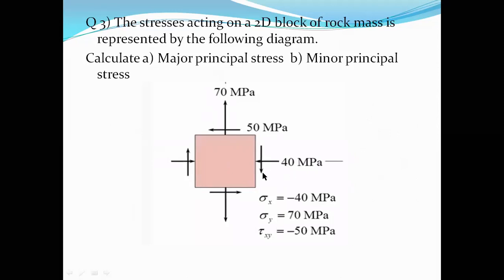Here, this is 40, which is of compressive nature. That's why the sign convention is minus 40. And this is a vertical 70, which is acting along the y-axis, 70 megapascals. Tau xy is acting 50 megapascal, in the counterclockwise direction. So counterclockwise is a minus 37. So upon substituting this, same formula which we used earlier.